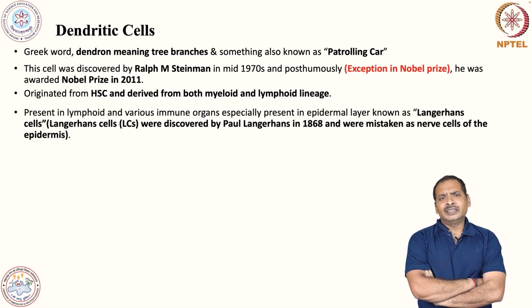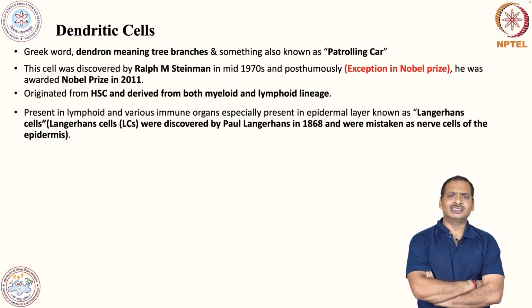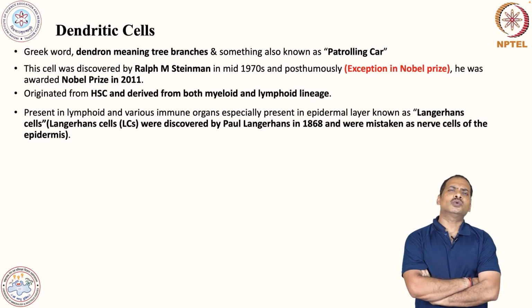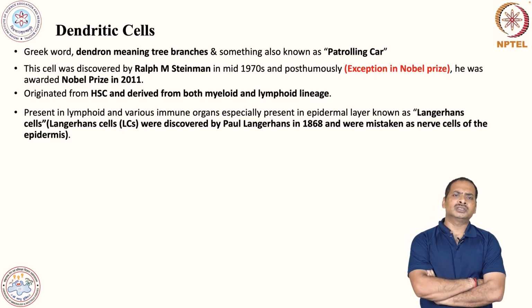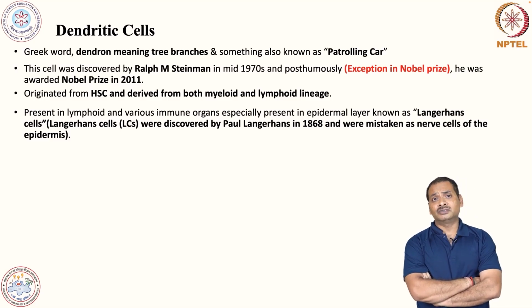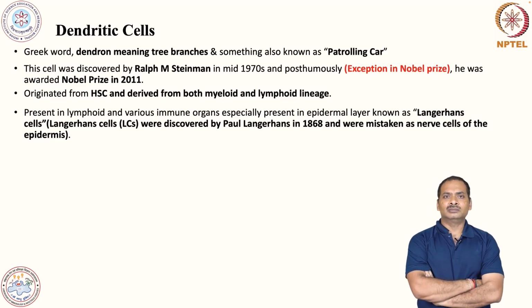The dendritic cells which are present in the skin are known as Langerhans cells. I think I may have discussed this earlier. If not, the dendritic cells present in the skin we call Langerhans cells, and this was discovered quite early, before the 1970s. But it was not very well characterized. It was discovered by Paul Langerhans in 1868. He was also confused that this was a neuronal cell, and therefore it was not well characterized at that time. It was discovered in the epidermis.